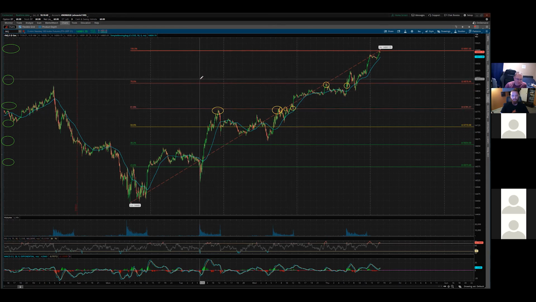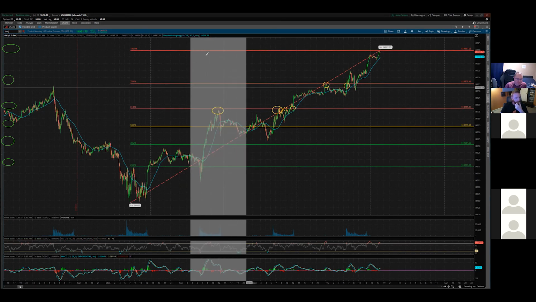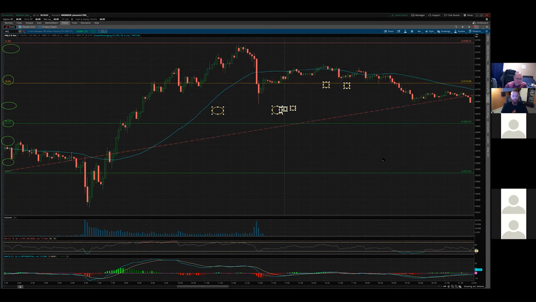If I zoom in right here, let me get rid of these. If you look right here, it approached that 61.8% line. That's just a zone. Don't think about it as a percentage like you would normally, like, oh, it's only at 68% of its price. But you can say, oh, hey, this hit there. Okay, let's take a look and see what's going on. I look at my RSI.